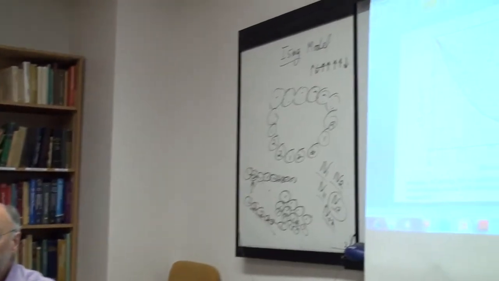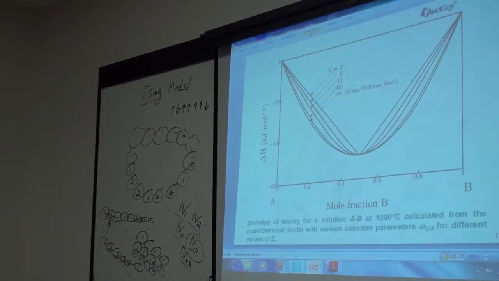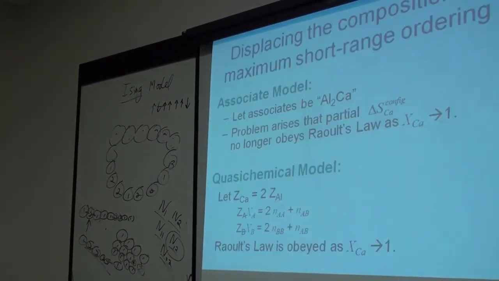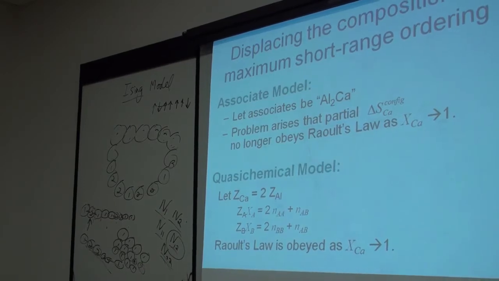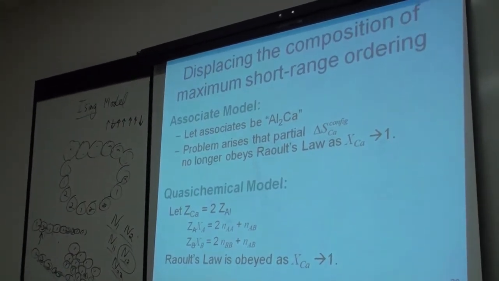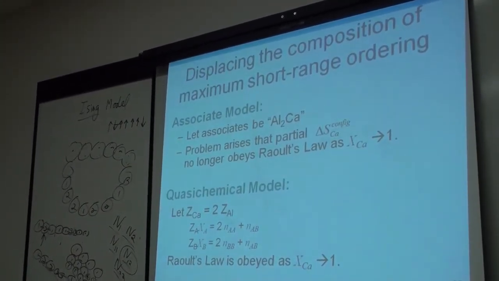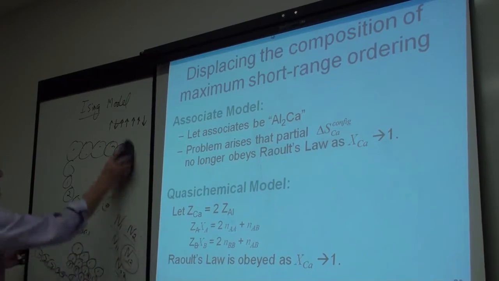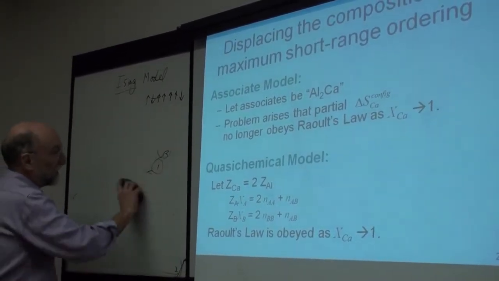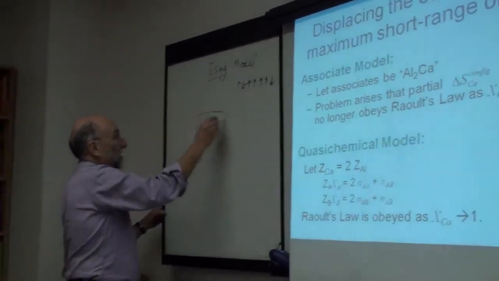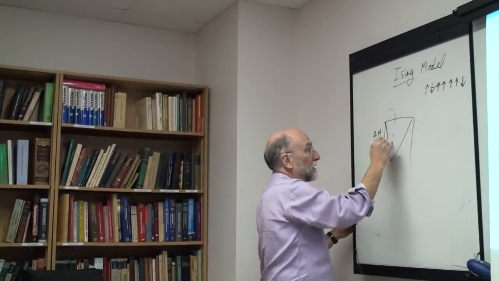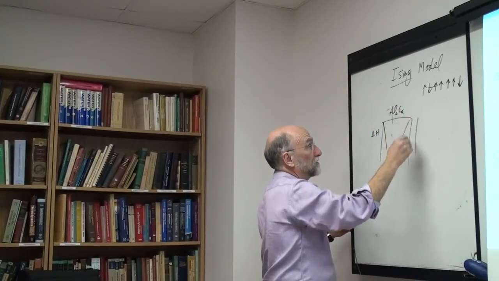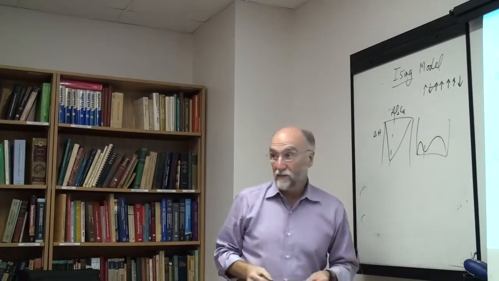Okay, so the development up until now, the minimum always comes at 50% because you have AB bonds. Now we've determined in many cases, however, that you have a minimum that is not at 50%. If we take the system aluminum calcium, for example, experimentally we find the heat of mixing has a sharp minimum around the composition Al2Ca, and the entropy similarly has a minimum around that same composition.